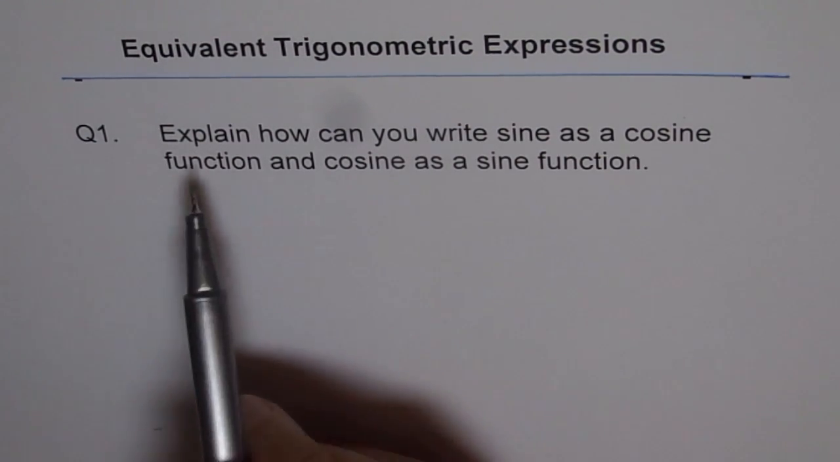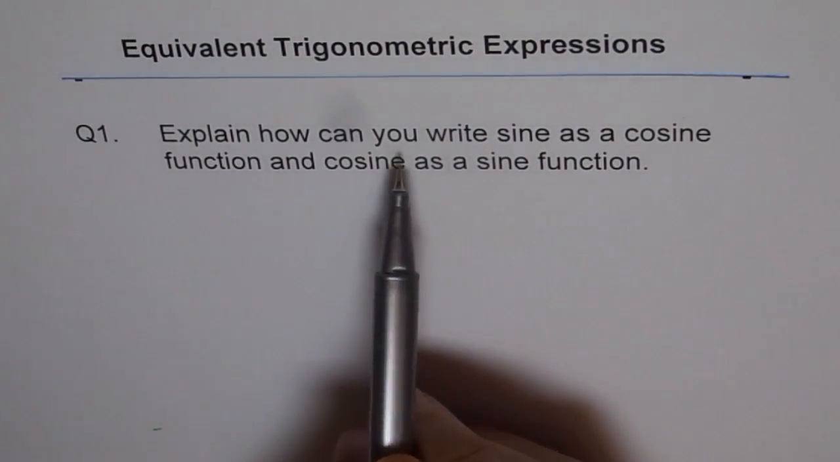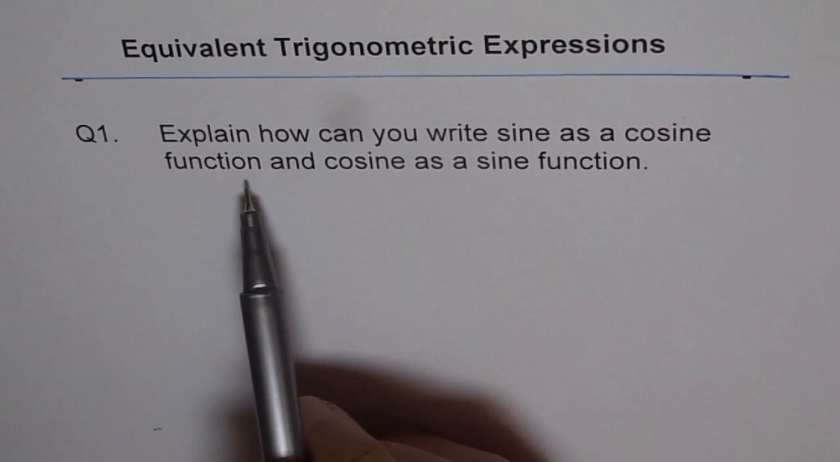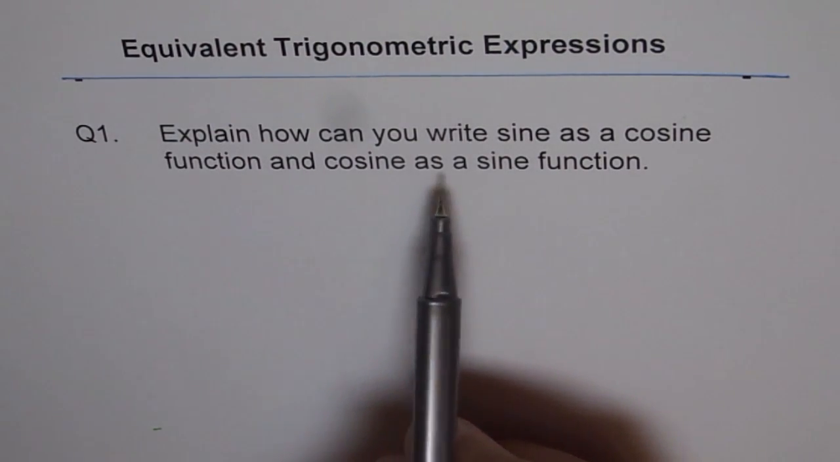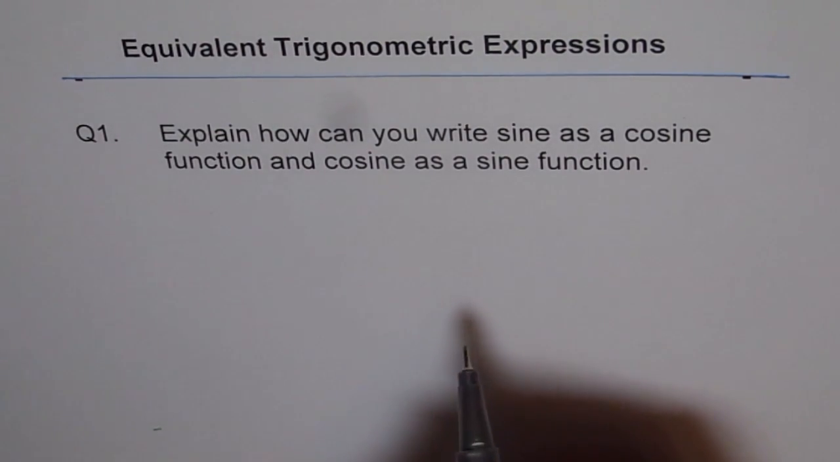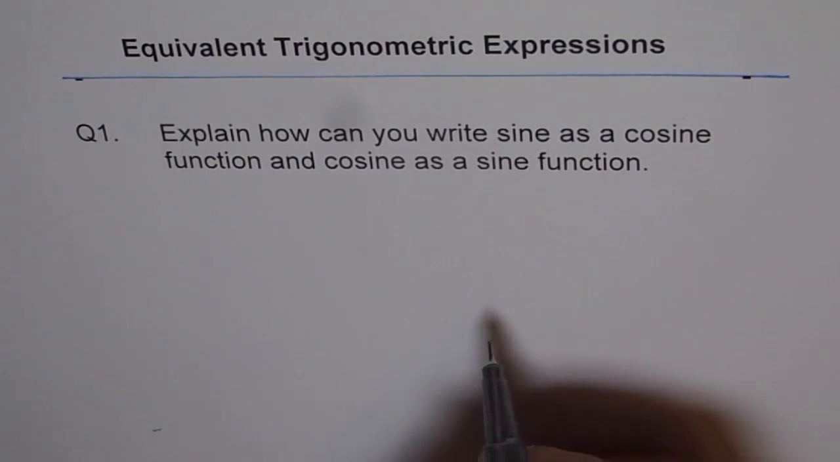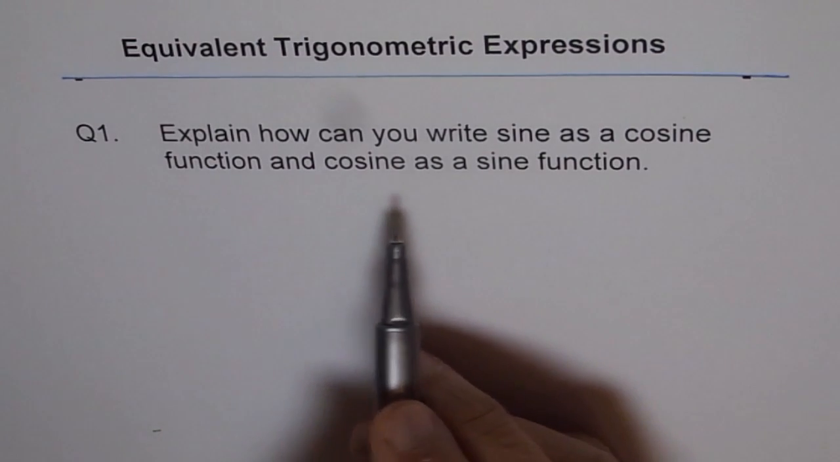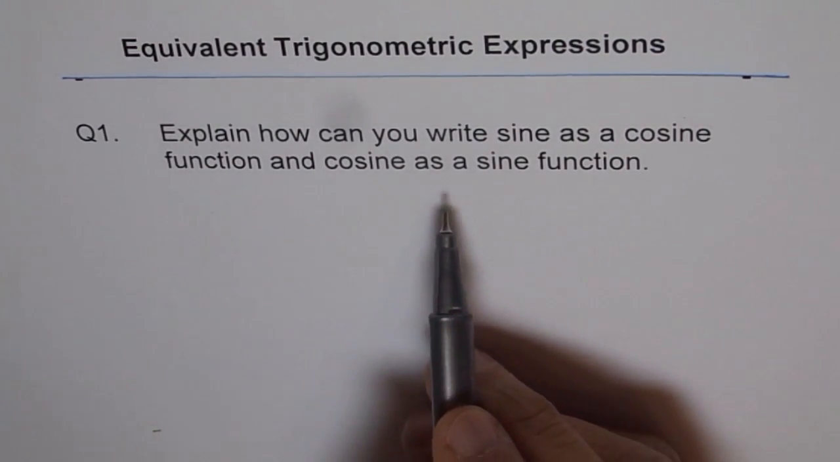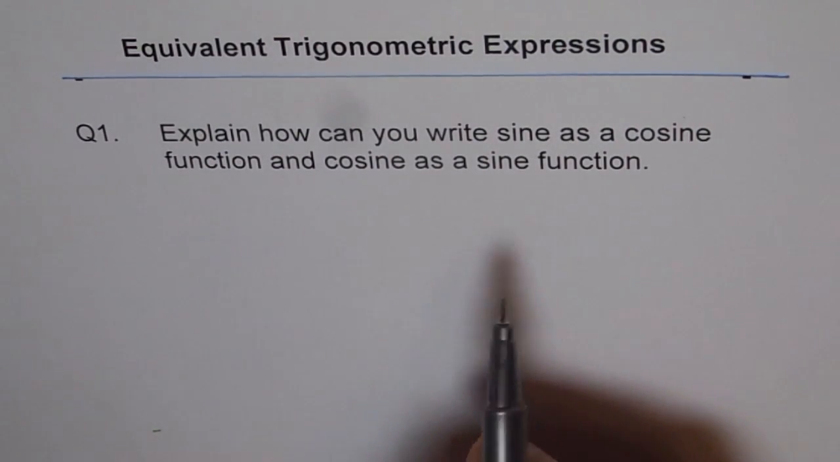Question 1. Explain how you can write sine as a cosine function and cosine as a sine function. To answer this question, let's look into both the graphs, the graph of sine and cosine, and figure out how they are related.